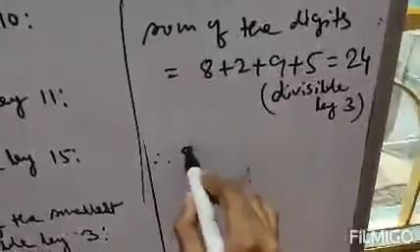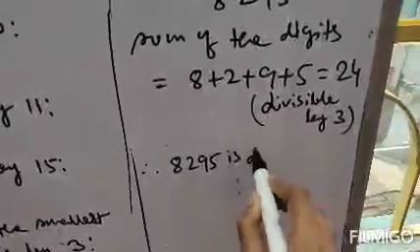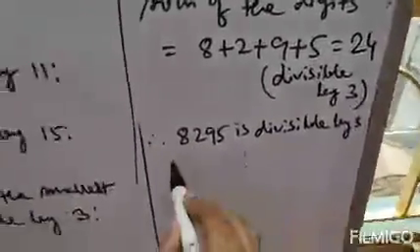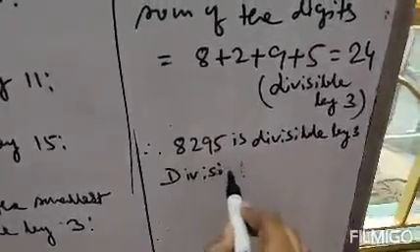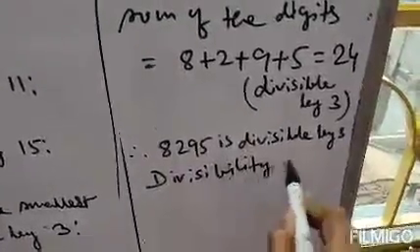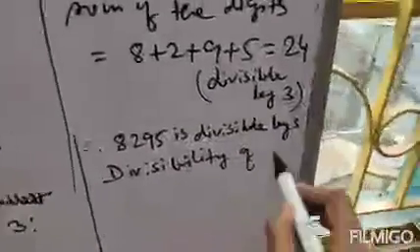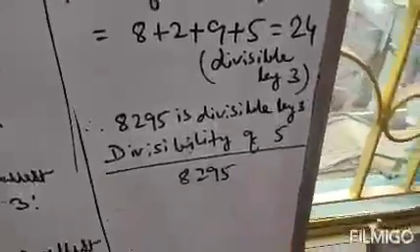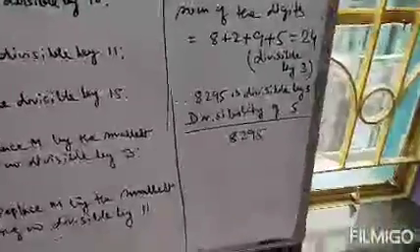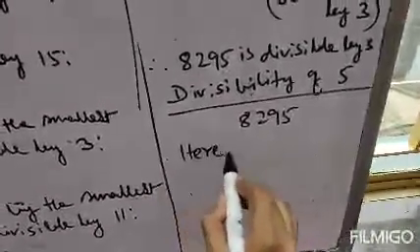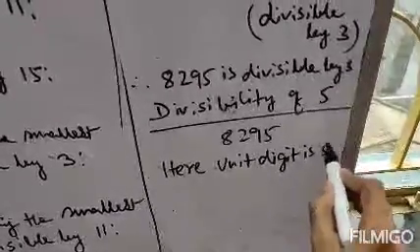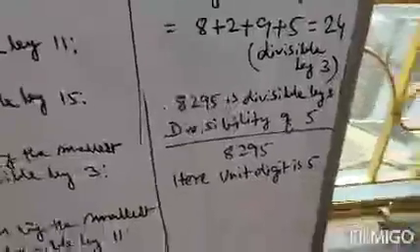That means you will say that 8295 is divisible by 3. Now make a heading: divisibility of 5. The given number is 8295. So check the unit digit. Unit digit is 5. If the unit digit is 5 or 0, the number is divisible by 5. So you will write here, unit digit is 5.